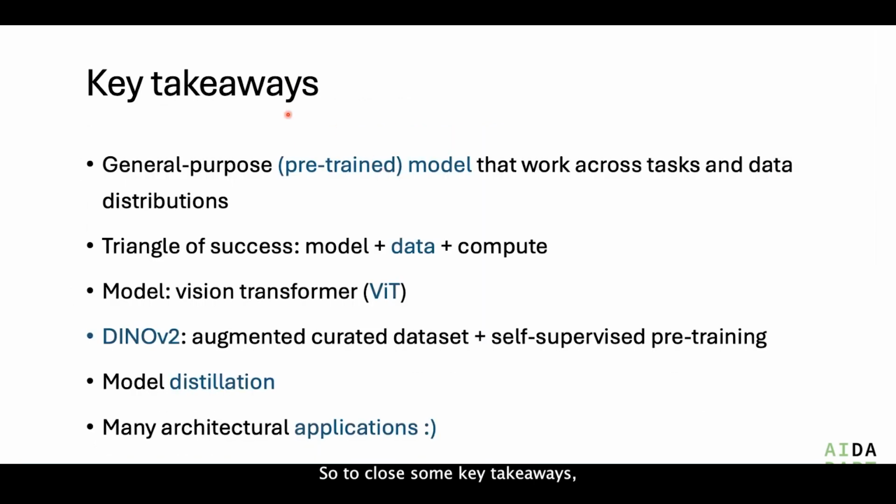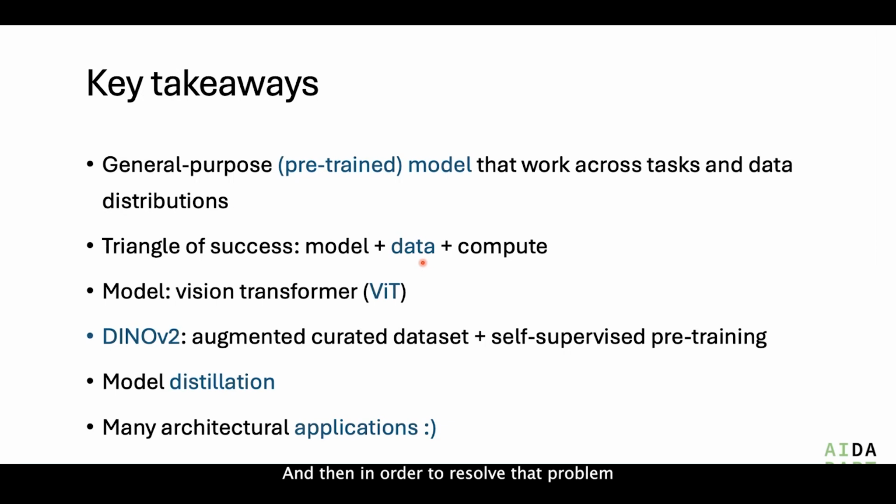So to close, some key takeaways. What we like to do is to come up with these general purpose pre-trained models that work for many different tasks and for different data distributions. We realized what could be the triangle of success to make this work. What is especially difficult for images is to come up with these curated data sets. If we pay attention to the model, then we can use this vision transformer, which is inspired by Attention Is All You Need, the transformer paper, as many others.